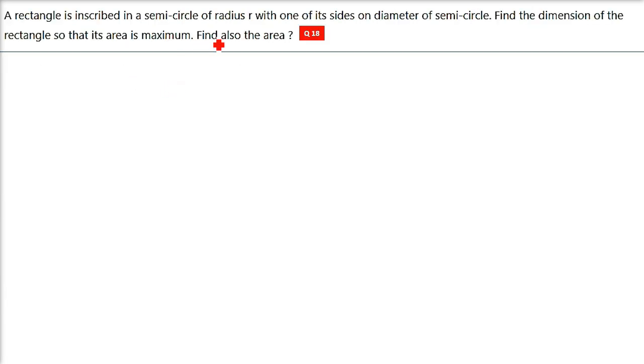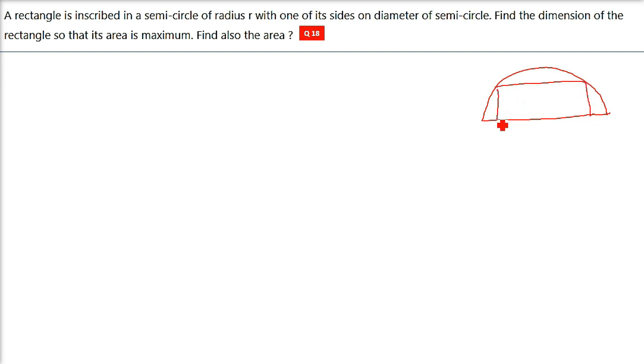A rectangle is inscribed in a semicircle of radius small r with one of its sides on a diameter of the semicircle. Find the dimension of the rectangle so that its area is maximum. Find also the area. Now this rectangle is inside the semicircle. Let us make the semicircle, and this is the semicircle. I am making a rectangle.